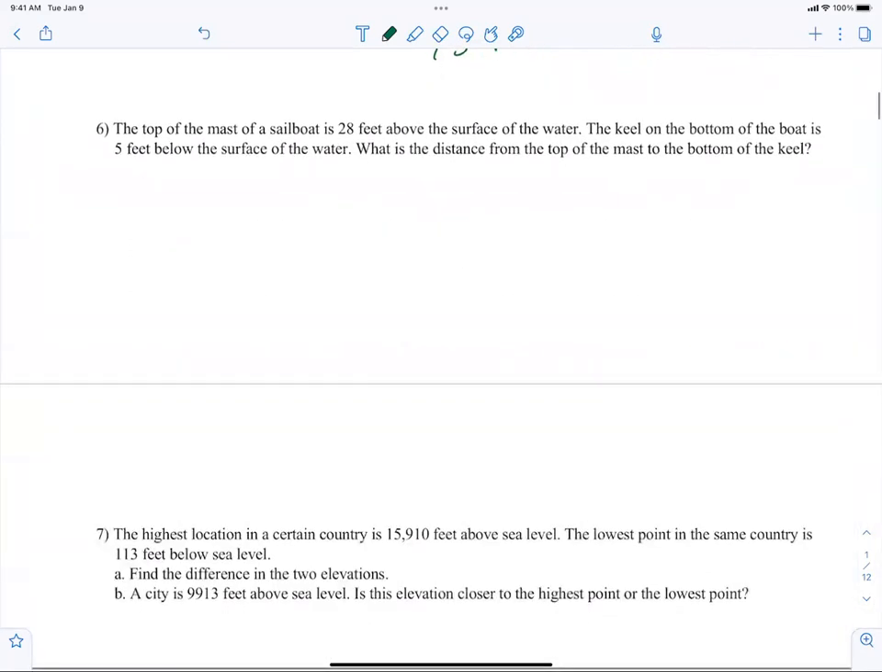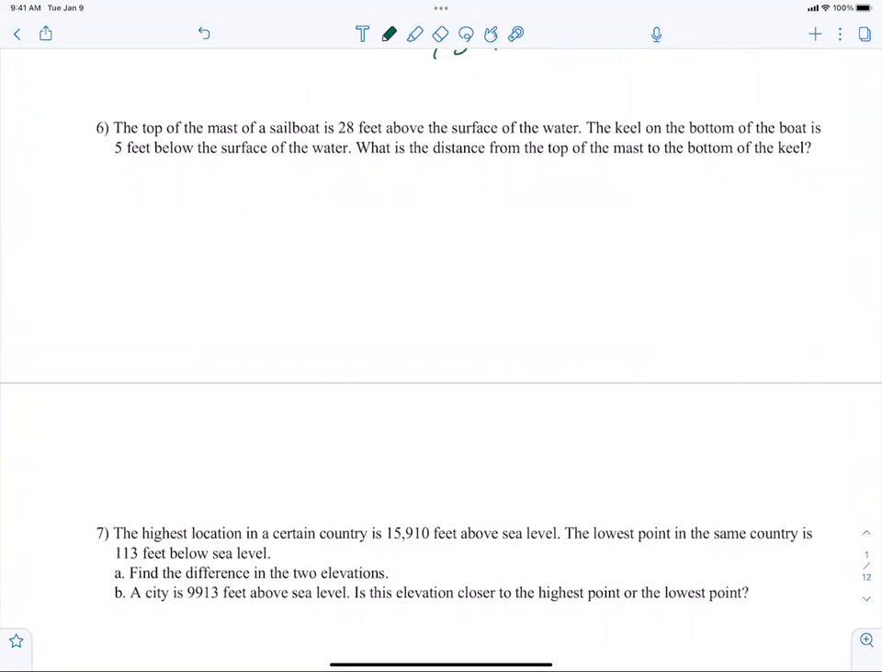So the top of the sailboat's mast is 28 feet above the surface of the water, and the bottom of the boat is 5 feet below the surface of the water. What is the difference from the top of the mast to the bottom of the boat? 33 feet. You're awesome, buddy. That was really good. 33 feet.